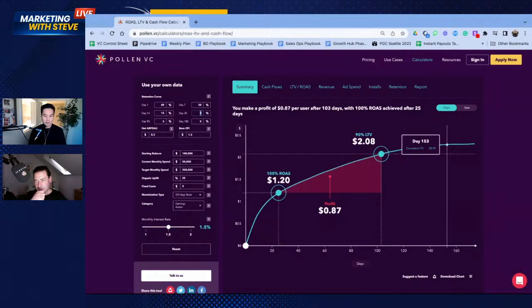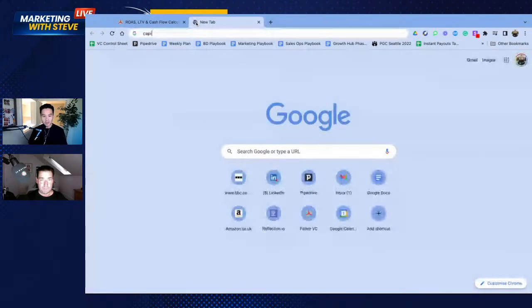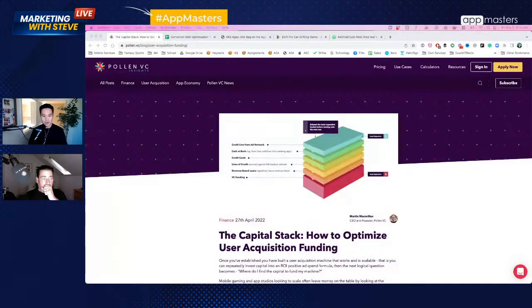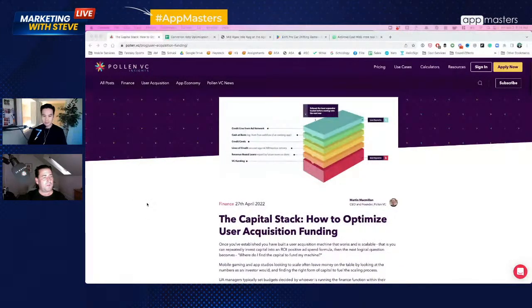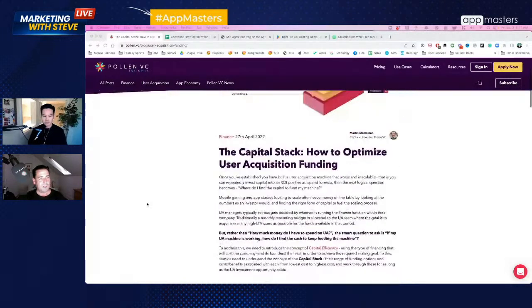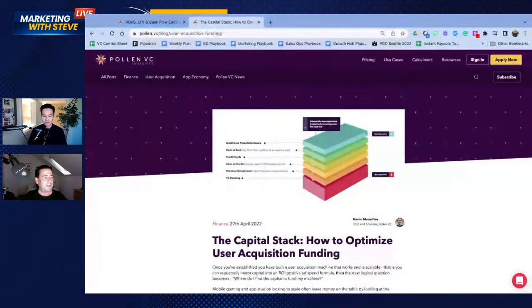If you look in our blog, we have a very well-read article posted a couple of years ago called "The Capital Stack: How to Optimize User Acquisition." Maybe I'm just going to pull it up here. Actually, yeah, I got it up. Right. So it's really just this, right? You've got this machine that's working. So let's start off at the very top of the stack.